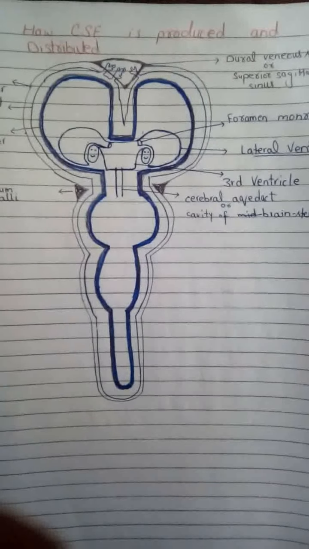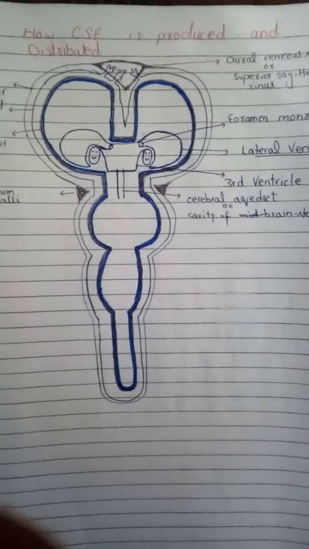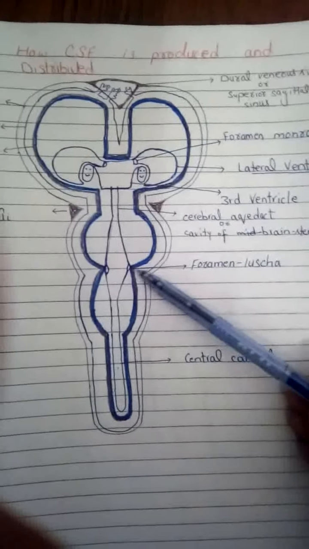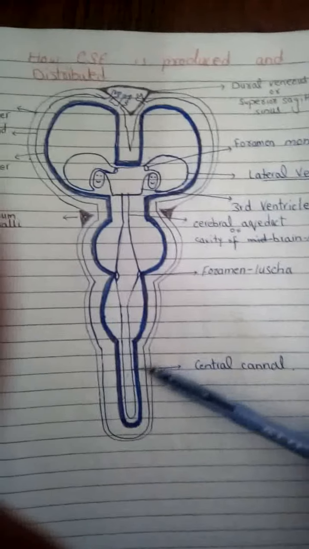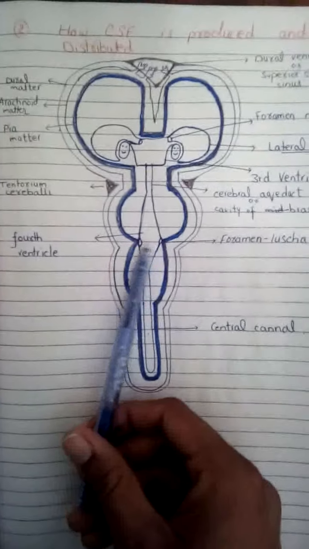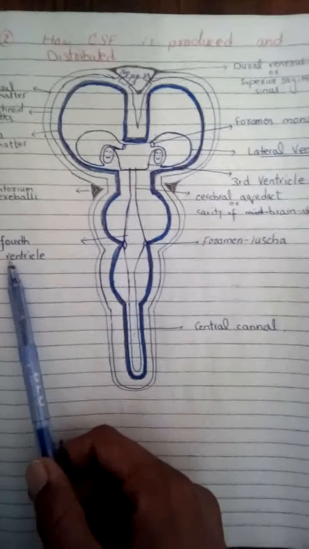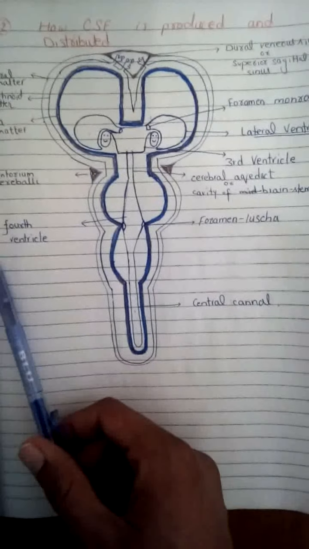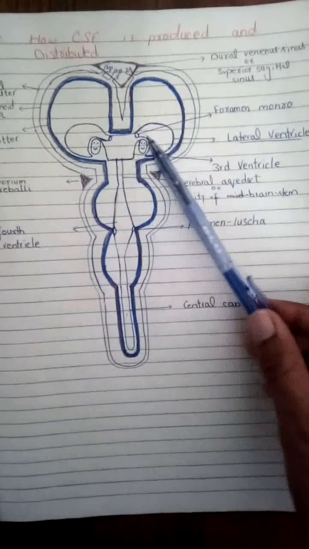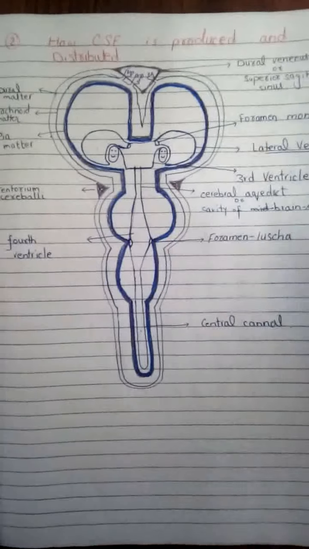In the pons, the cerebral aqueduct starts expanding like this. This opening is called the foramen of Luschka. This is the central canal coming from the spinal cord. And in this way the fourth ventricle is formed. There are four ventricles of the brain. These two are the lateral ventricles. This is the third ventricle and this is the fourth ventricle.